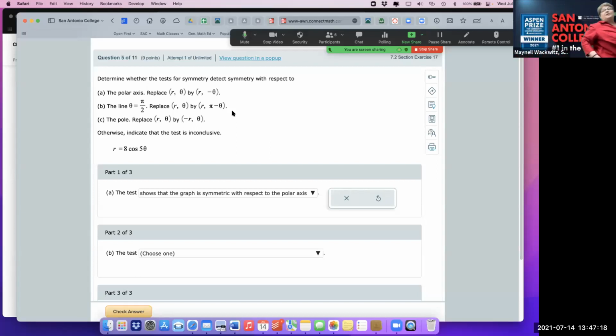Or do we have the same thing? We ended up, when we plugged in pi minus theta for theta, with -8 cosine 5 theta. The original equation, you're missing the negative. That's right. So we don't have the same thing, and what we say is it's inconclusive.